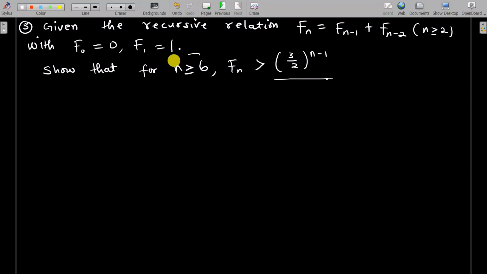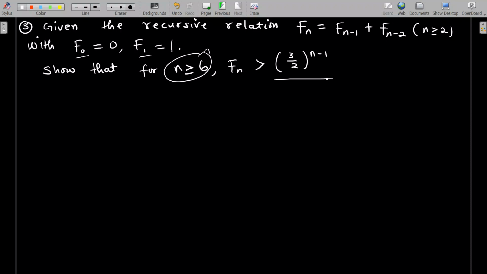In order to get for n greater than or equal to 6, it means you're supposed to solve, we have f sub 0, f sub 1. So we are supposed to get f sub 2, f3, f4, f5, f6, and see that when you are starting from 6, because n is starting from 6, right? So f sub 6 is what we need.